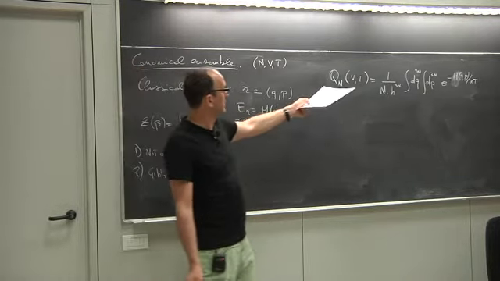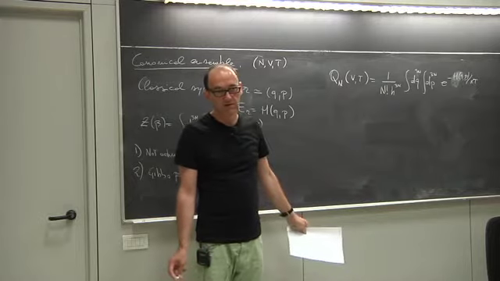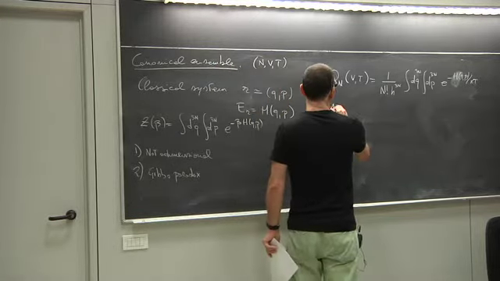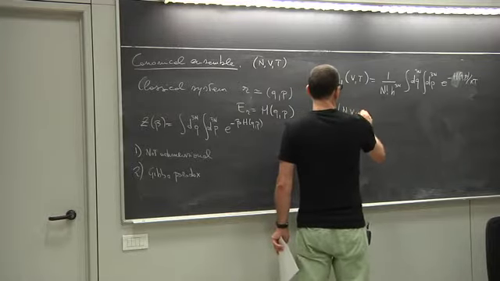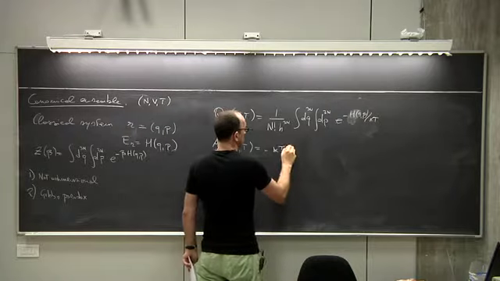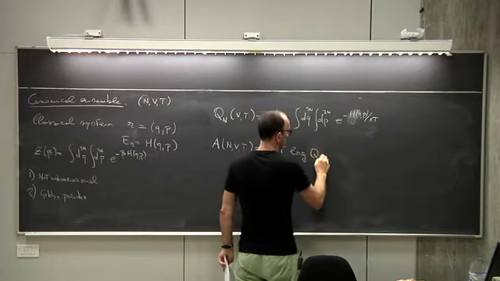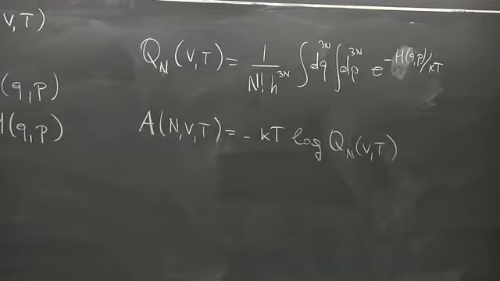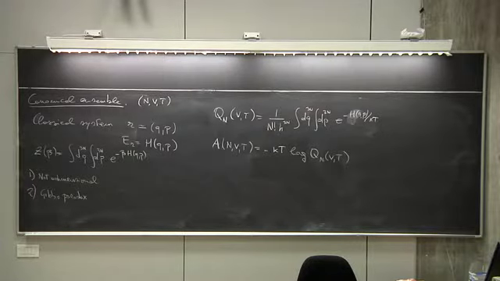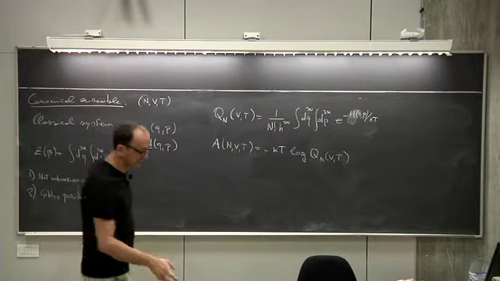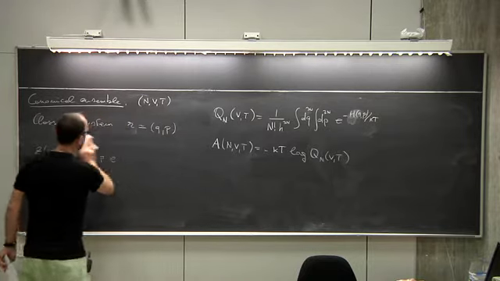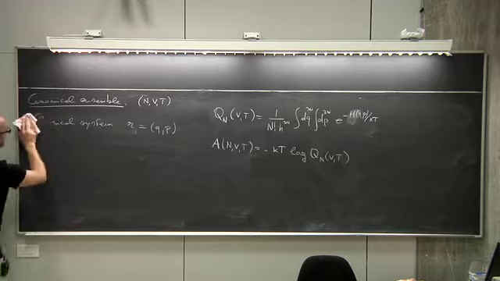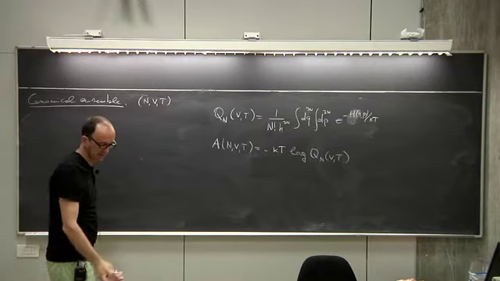studying the canonical ensemble is just you have to compute this object, and then you take the log. It's just minus kT times the log of this Q_N(V, T). And then once you have the free energy, then you have everything. Okay. So in the last 5 minutes, let's do as an exercise, derive again the classical ideal gas.